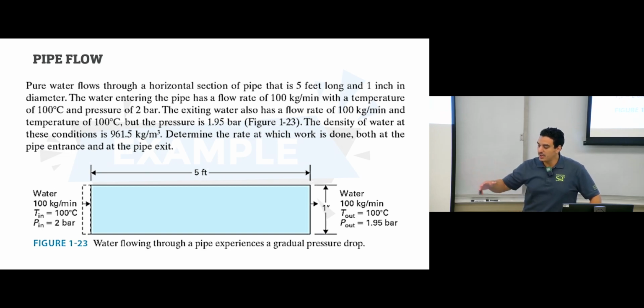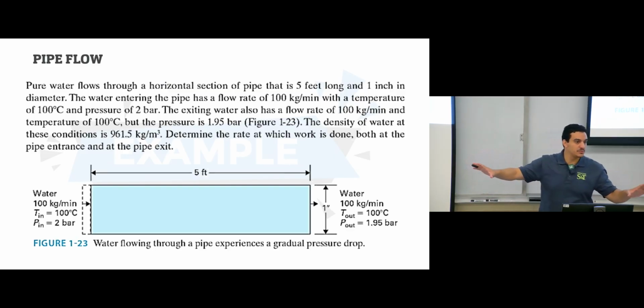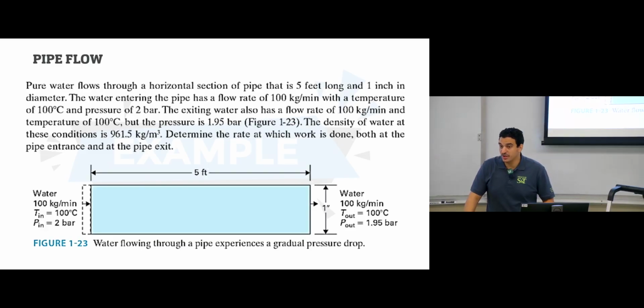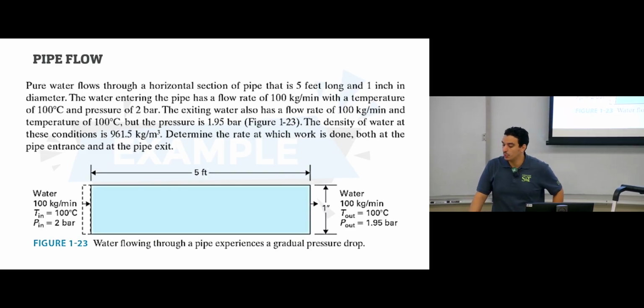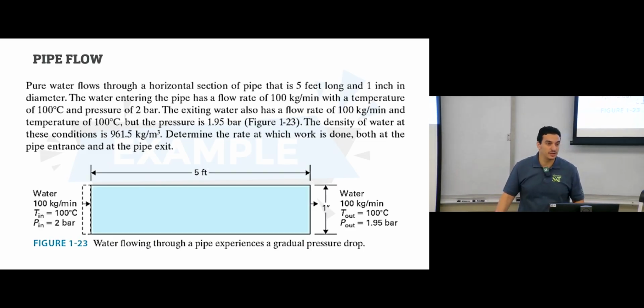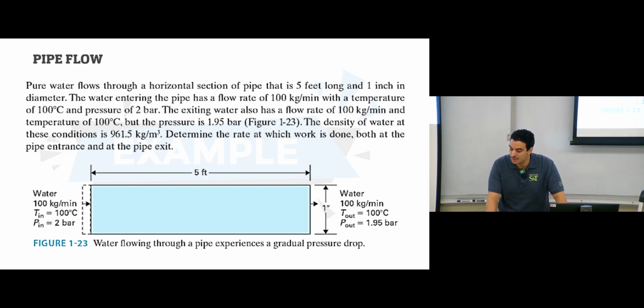Water entering the pipe has flow rate 100 kilogram per minute with temperature 100 degrees Celsius, pressure 2 bar. The exiting water has flow rate 100 kilogram per minute, so the same mass flow rate through the pipe. Temperature 100 degrees Celsius, same temperature as well. And the pressure, we have pressure change. The pressure at the outlet is 1.95 bar, so we have delta P happening as the fluid is moving in the pipe. Density of water is 961.5 kilogram per meter cube. Determine the rate at which work is done at the pipe entrance, at the pipe exit.